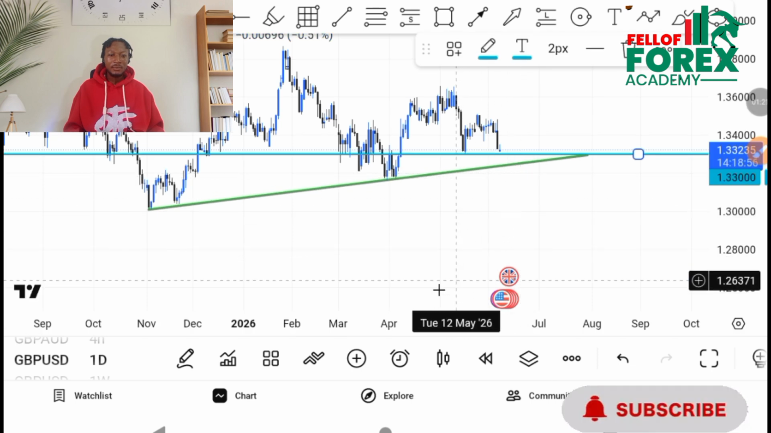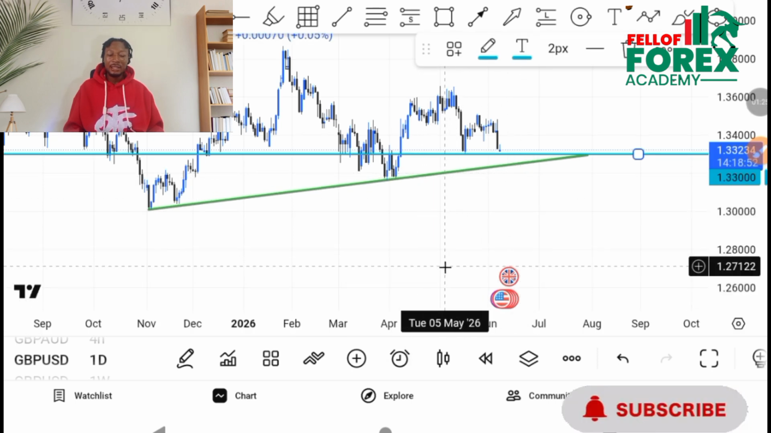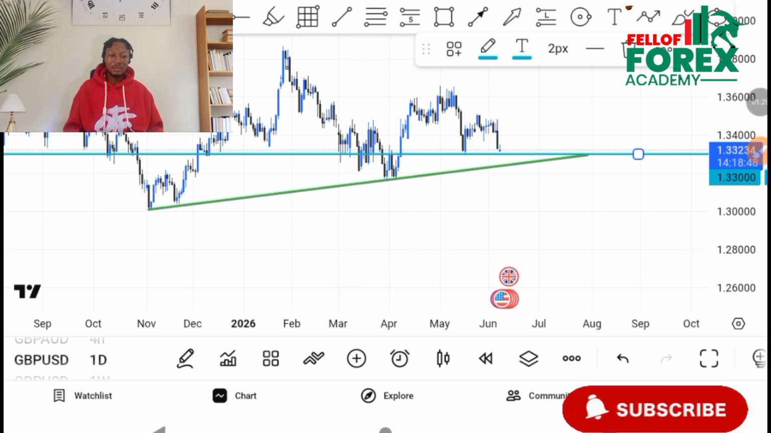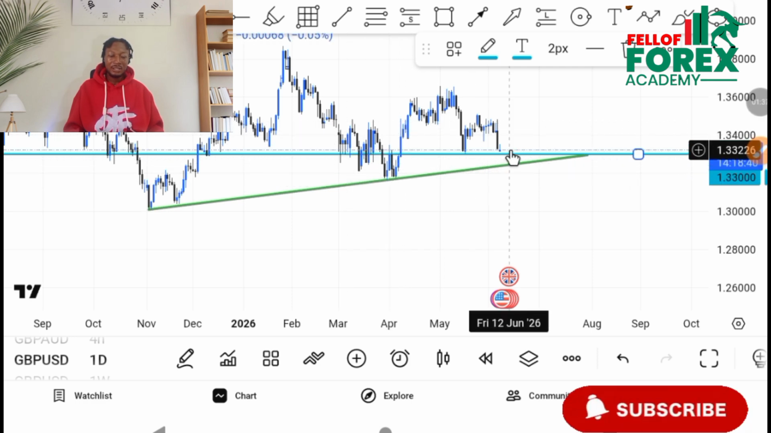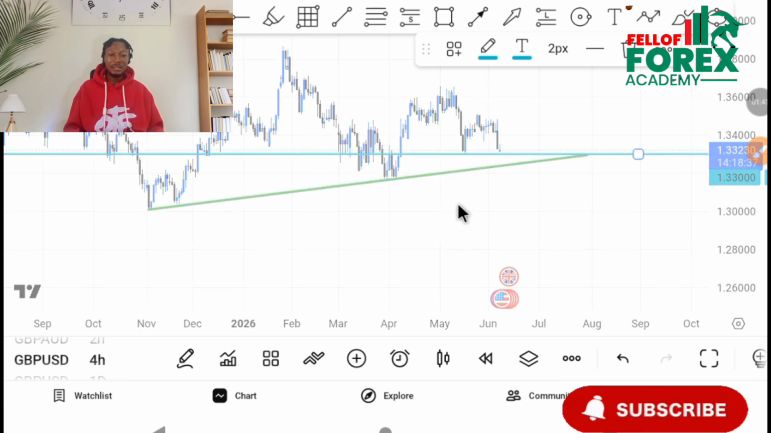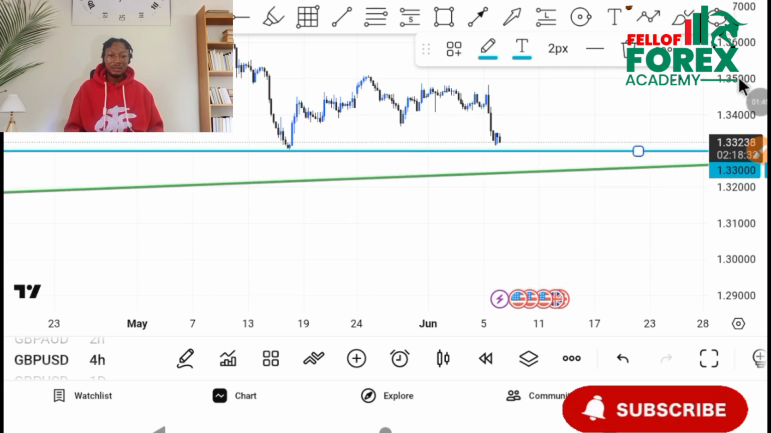Now that we know we are in a bullish trend, what do we do? We look for buy setups. So the daily is still very bullish, and let's watch out to see exactly what's happening on the 4 hours, because it is from the 4 hours and the 1 hour where we'll be making our decisions.